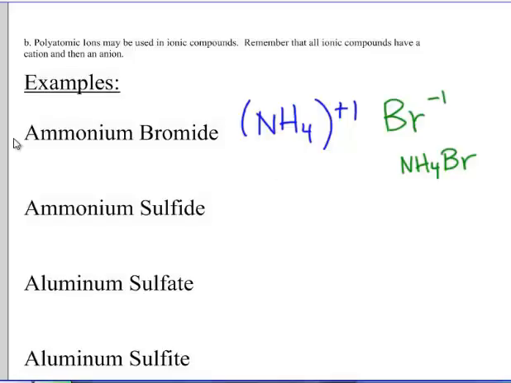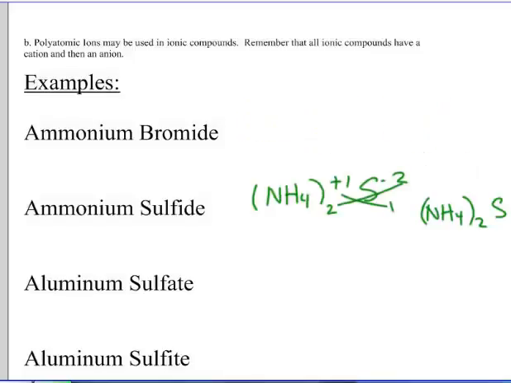When paired with bromine, Br-1, if I cross my charges, there is only 1 ammonium and 1 bromine. For this reason, when I rewrite it, NH4Br is fine. I don't have to put it in parentheses. Had there been another charge, I would have had to. Here's an example. When ammonium is now paired with sulfide, S-2, notice that the 2 goes to the outside of the parentheses. This time when I write my final answer, I need to use the parentheses. Parenthesis, NH4, end parenthesis, 2, with an S on the outside.